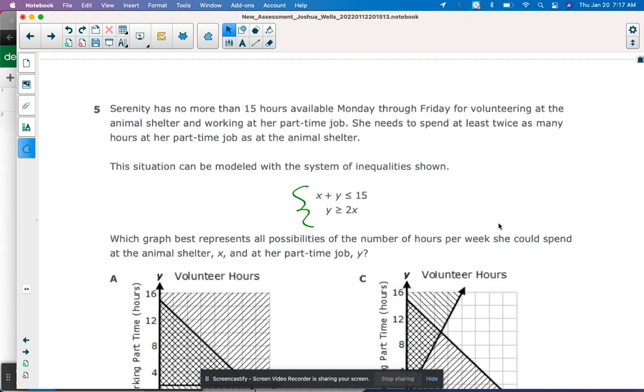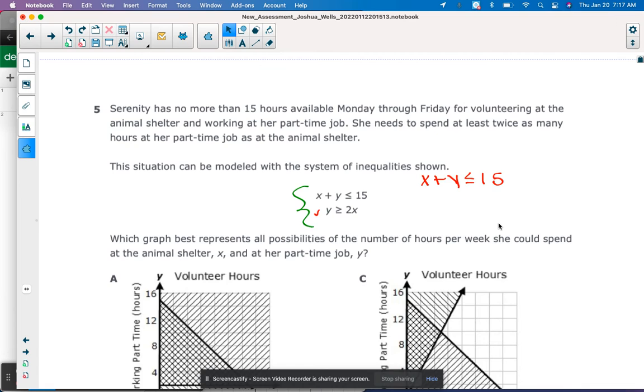Okay, so what we need to do is graph both of these equations, but first we need to make sure that both of them are solved for y. And the second equation is good to go. Y is by itself, so I could technically go ahead and graph that one, but let's go ahead and fix that first equation.